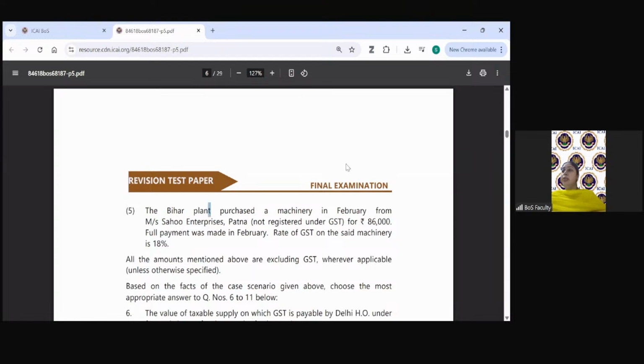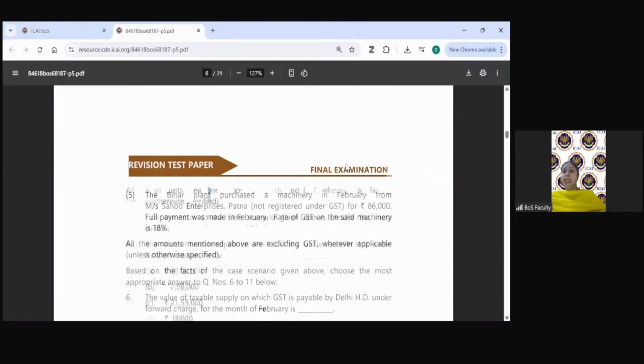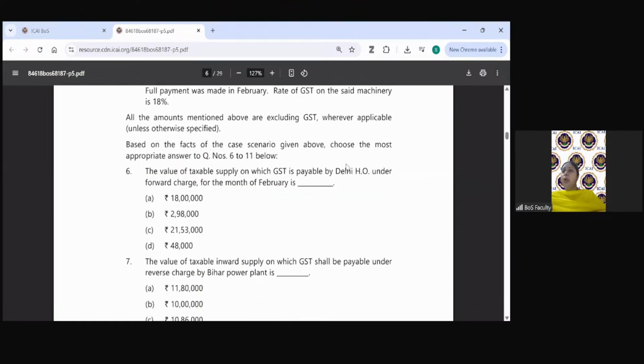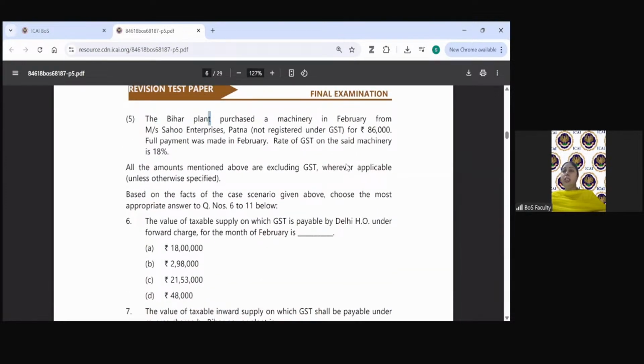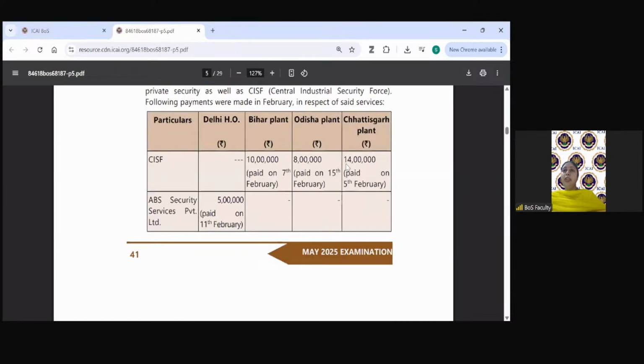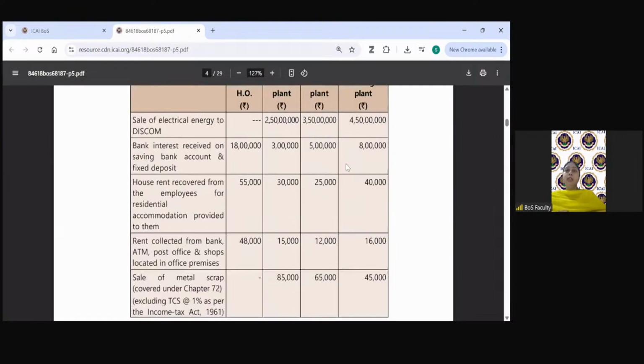Yes. So let us see the provision which is involved here. Now, the question says: the value of taxable supply on which GST is payable by Delhi HO under forward charge for the month of February. So we will first of all see how the information has been categorized in this particular question.